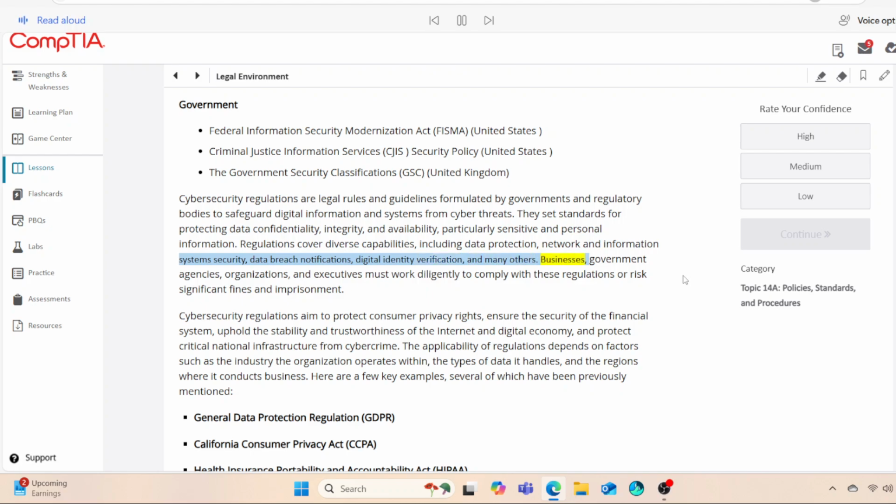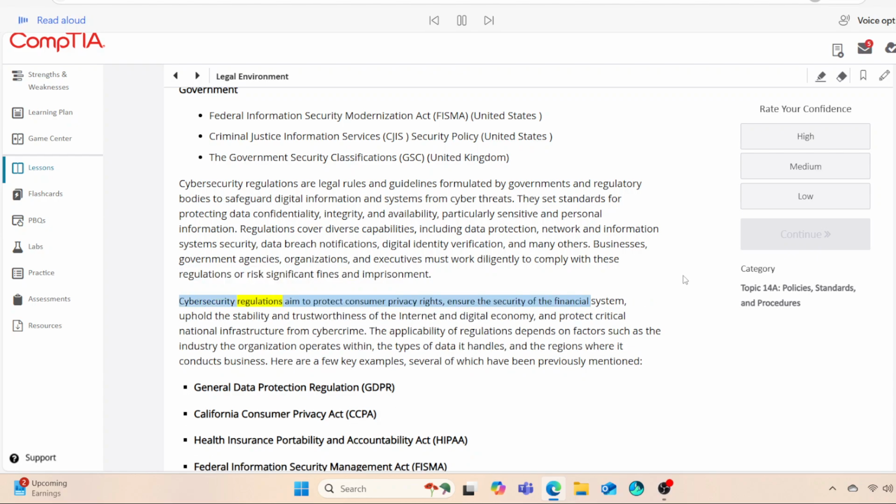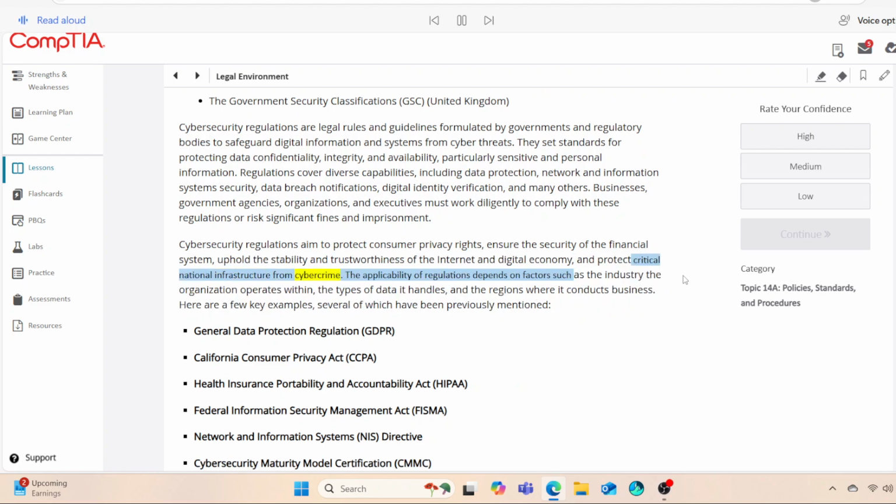Businesses, government agencies, organizations, and executives must work diligently to comply with these regulations or risk significant fines and imprisonment. Cybersecurity regulations aim to protect consumer privacy rights, ensure the security of the financial system, uphold the stability and trustworthiness of the internet and digital economy, and protect critical national infrastructure from cybercrime.